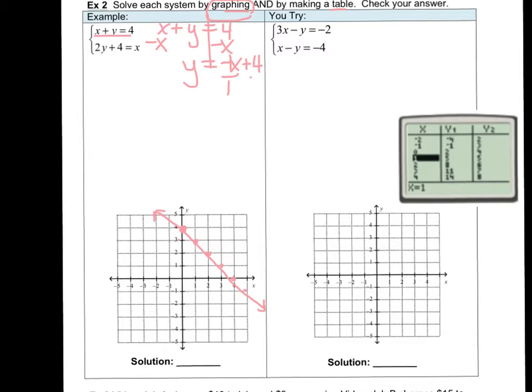Next, I will solve the other equation for y. So I'm going to get rid of the 4. So I have 2y equals x minus 4, and I'm going to divide everything by 2. So my next equation will be y equals 1/2 x minus 2. So I'm going to start 2 units down, and I'm going to count up 1 and to the right 2. And I'm going to do it again, up 1, right 2, up 1, right 2.